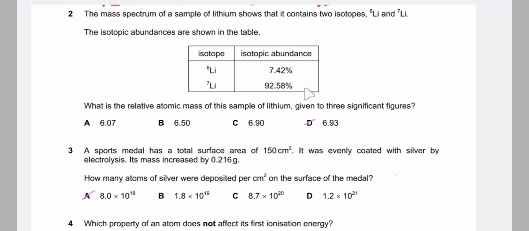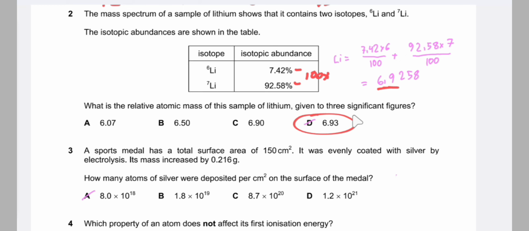So to calculate the relative atomic mass, first of all we have to find the sum of the total percentage. In total it is 100%. So since the percentage is 100%, percentage of 6 into 6 by 100 plus percentage of 7 into 7 by 100. So in total we get the answer as 6.9258, that is approximately 6.93. So the answer is D.